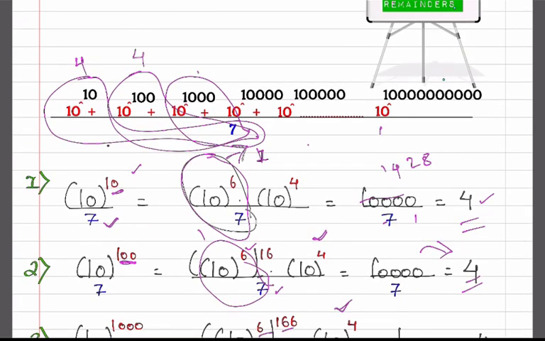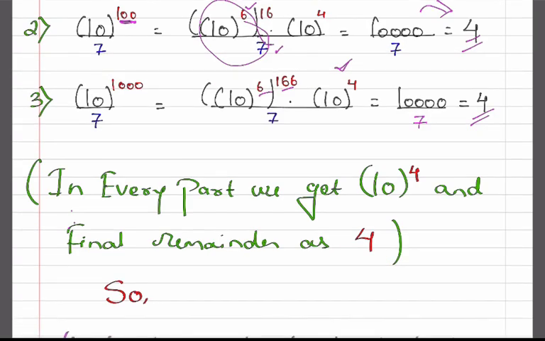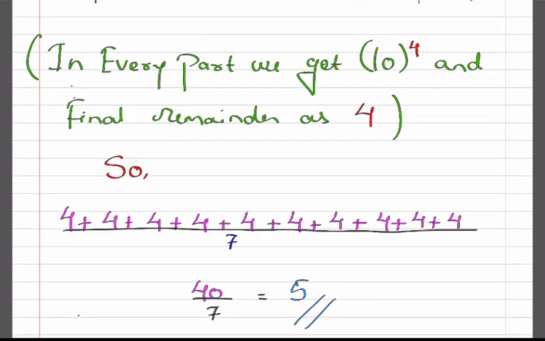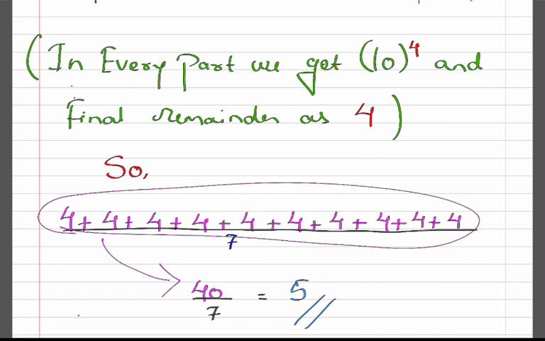So how many 4 will I get in this way? How many zeros are here? 1, 2, 3, 4, 5, 6, 7, 8, 9, 10. So I will get 4 how many times? 10 times. 4 10 times is nothing but my 40. And 40 divided by 7, my answer will be what? 5. 7 5s are 35. So my answer for this is 5.